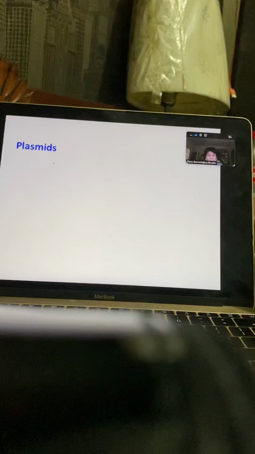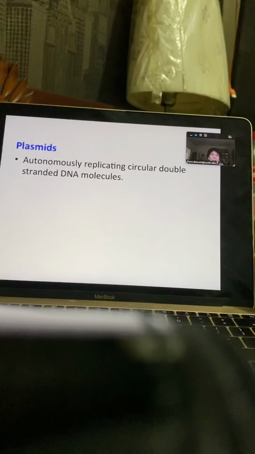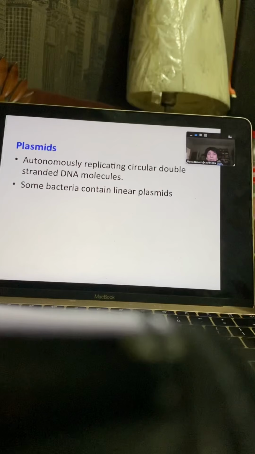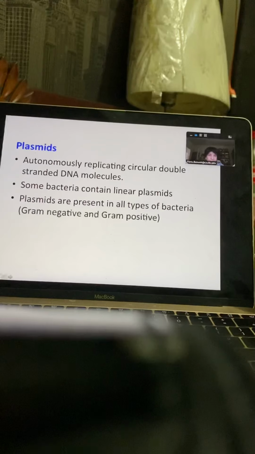Okay, so plasmids. What are plasmids? They are autonomously replicating circular double-stranded DNA molecules. You need to know that. And some bacteria, very few bacteria, contain linear plasmids. The rule is this, the top one, circular double-stranded DNA molecules. There are no RNA plasmids, only DNA.